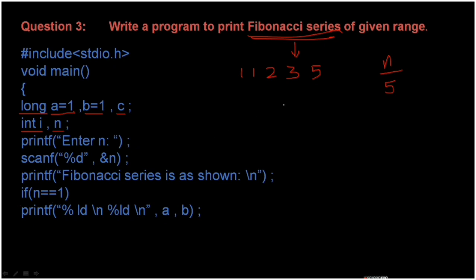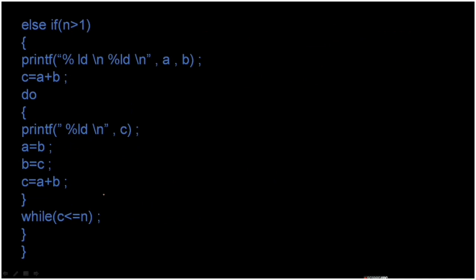Is n equals to 1? If n is equals to 1, we only have to print this one, because there is nothing else. So we want to print only a and b. But here the value of n is 5, which is not equals to 1. So what we need to do? Just remember n is equals to 5. So else if n is greater than 1, yes, 5 is greater than 1. So what we need to do is printf a comma b. Initially we had printed 1 and 1.